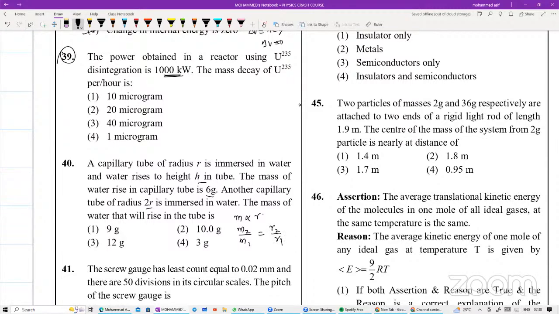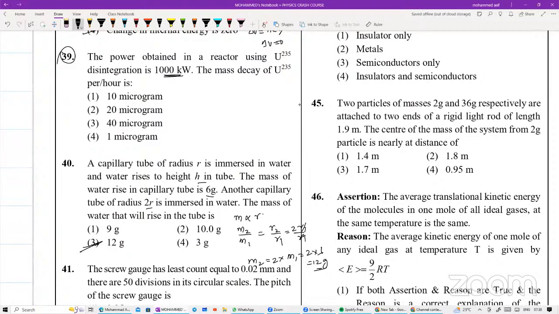Another capillary tube of radius 2r, यानी इसका हो गया r2 is equal to 2 times r1 divided by r1. r1 gets cancelled. So m2 is equal to 2 times m1. m1 की वैल्यू दे रखा है 6. 2 into 6 that will be equal to 12 grams. 12 grams per meter. Mass है ना बेटा, 6 times g, g is acceleration due to gravity.